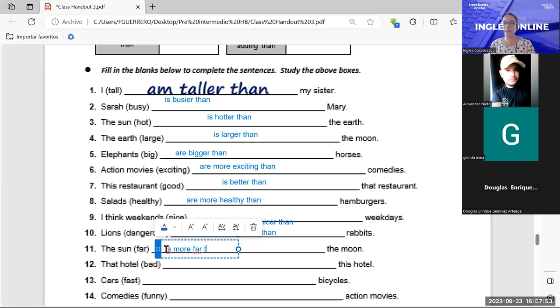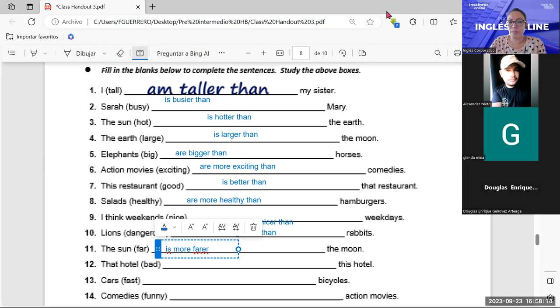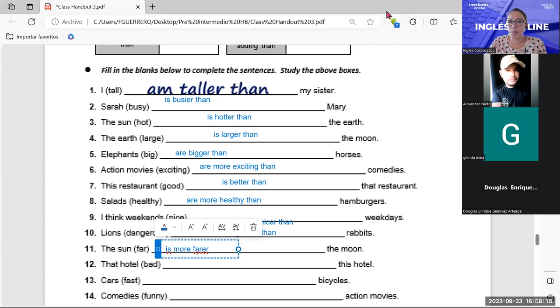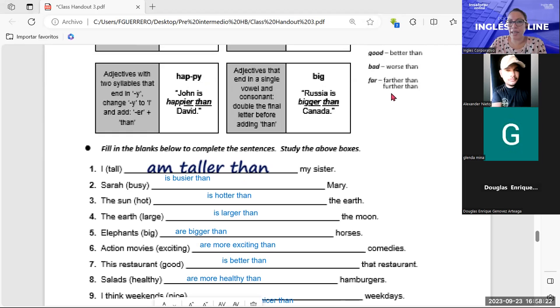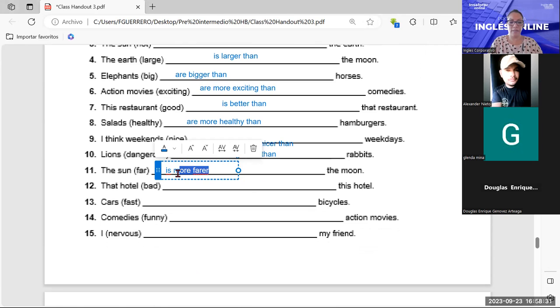Far is irregular. El far es irregular, remember. Let me help you with that. Okay, remember that ese es irregular. Some part, podemos usar farther than. Entonces, solo dejo is farther than. Y como es de una sílaba, pues, solo er, far, farther. Pero es irregular, entonces dejamos esta escritura far, farther con TH. Eso es lo que cambia.